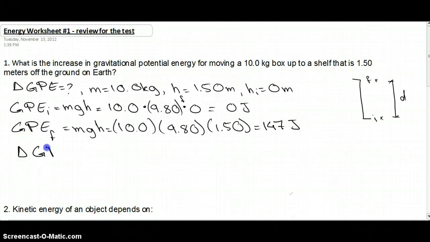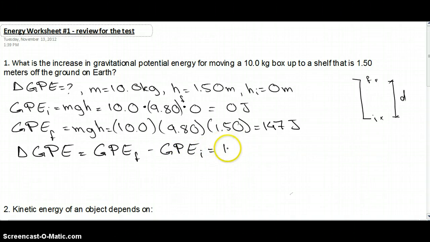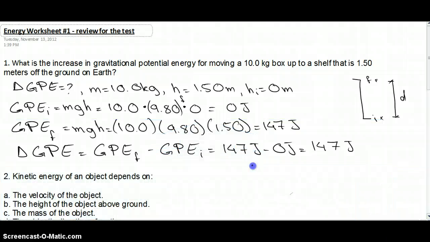So delta GPE, or what they're asking us to find, is GPE final minus GPE initial. It's 147 joules minus 0 joules. And the final answer is 147 joules. 3 significant figures, so I'm good. And I wrote the unit. The answer is positive, which means the energy is increasing. Makes sense. So that's my final answer.